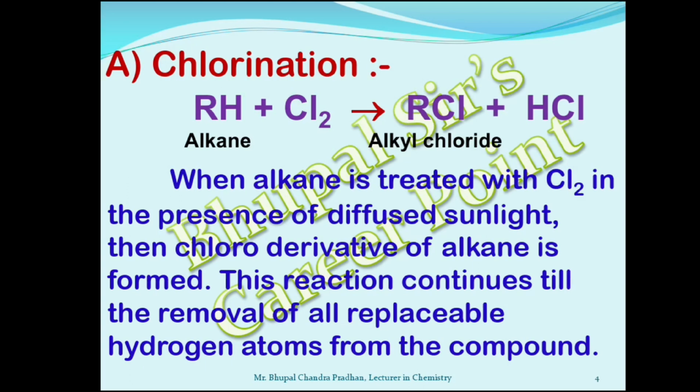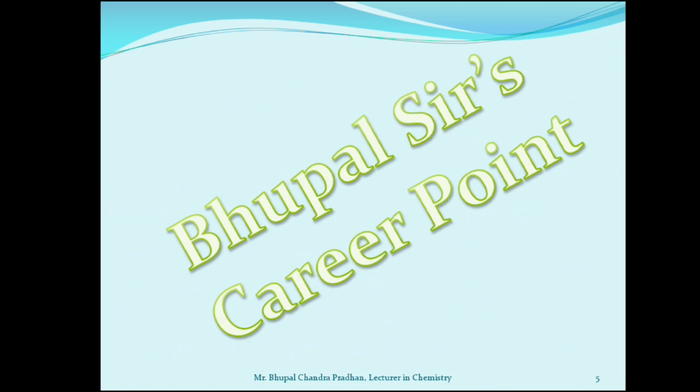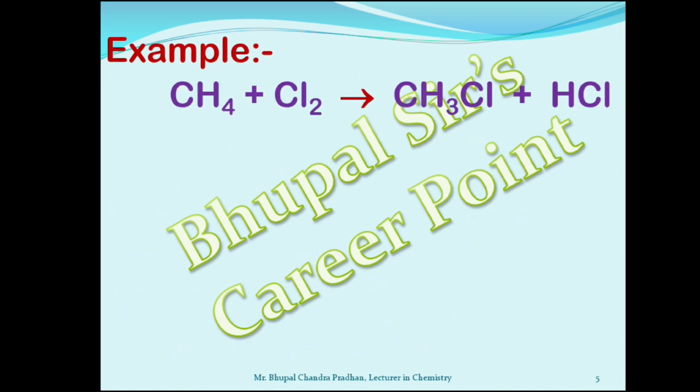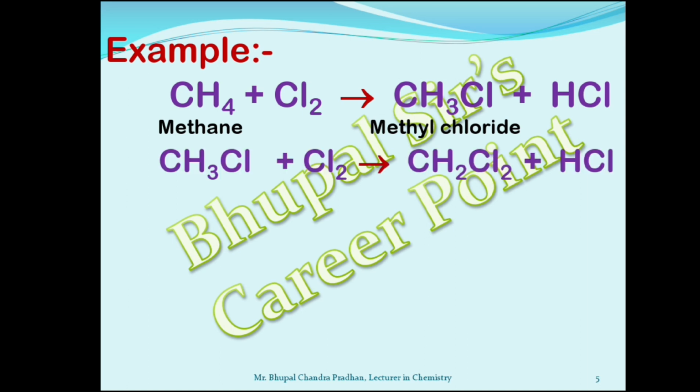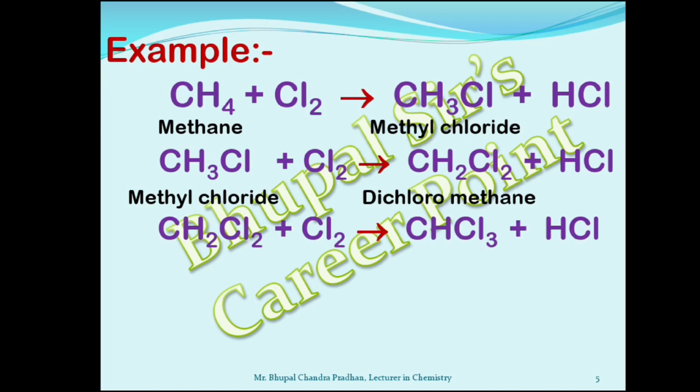Let us come for an example. From the example we can clear it. Whenever methane reacts with chlorine, then what we will get? Methyl chloride is obtained. But the reaction doesn't stop here. The reaction continues. Again, methyl chloride reacts with chlorine to give dichloromethane. And dichloromethane reacts with chlorine to give trichloromethane or chloroform.